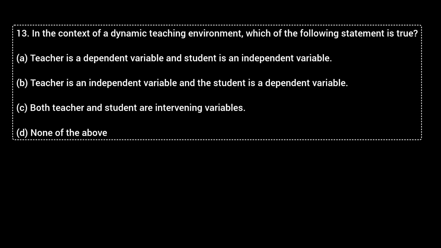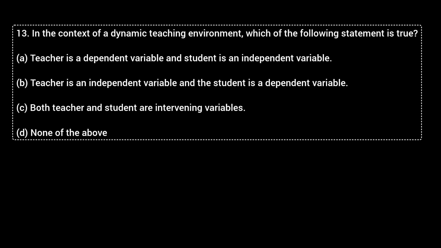Question number 13 is asking, in the context of a dynamic teaching environment, which of the following statements is true? The statements are option number A, teacher is a dependent variable and student is an independent variable. Option number B, teacher is an independent variable and the student is a dependent variable. Option number C, both teacher and student are intervening variables. Option number D, none of the above.